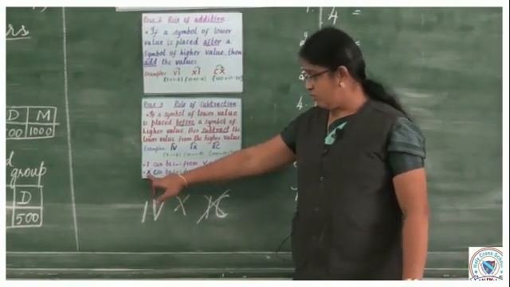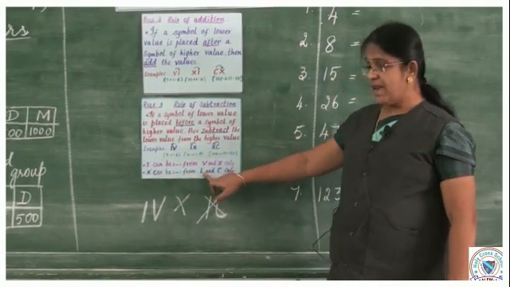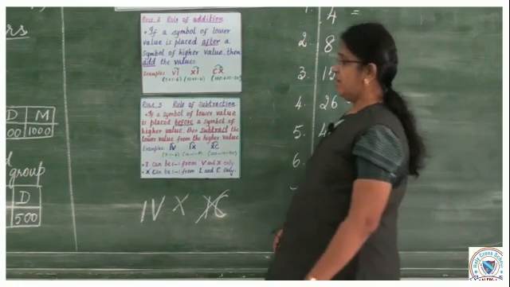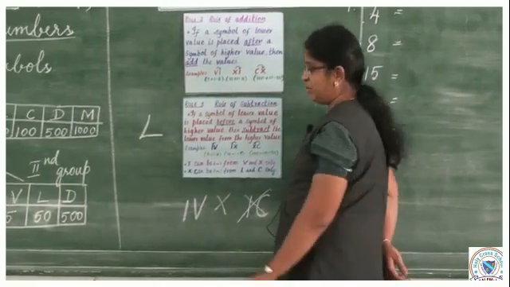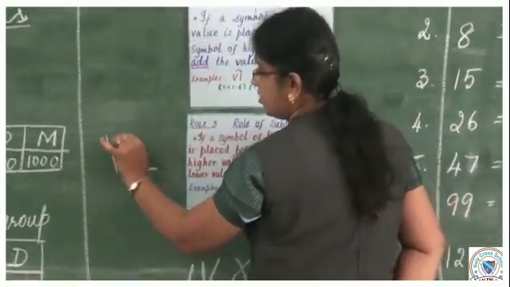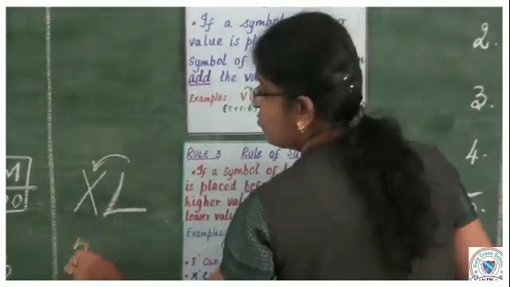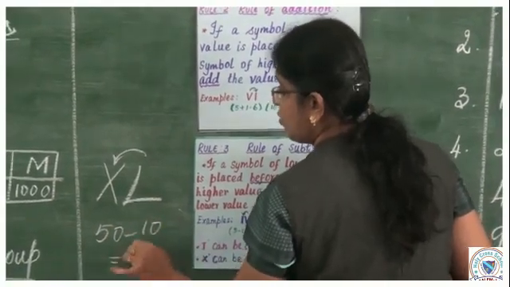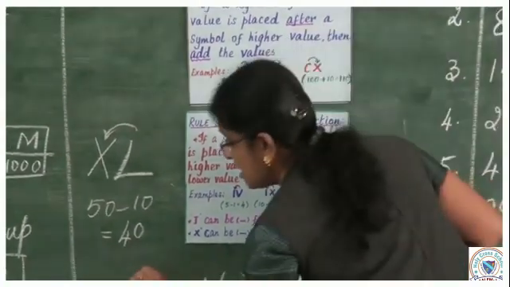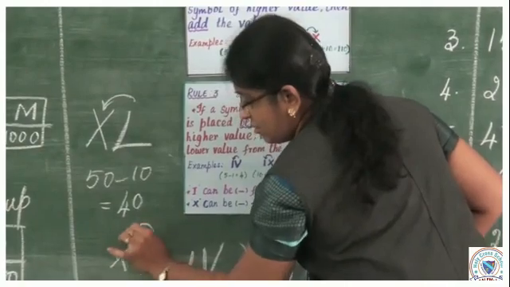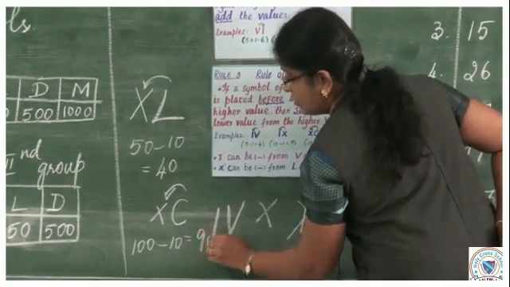And remember this also. X can be subtracted from L and C only. For example, if L is the symbol of higher value, before L you can put X, the symbol of lower value, which means 50 minus 10 equal to 40. The same way, before C you can put X, which means 100 minus 10 equal to 90.